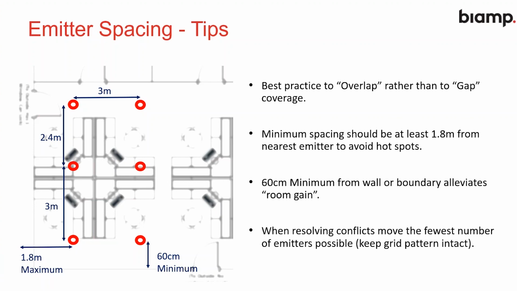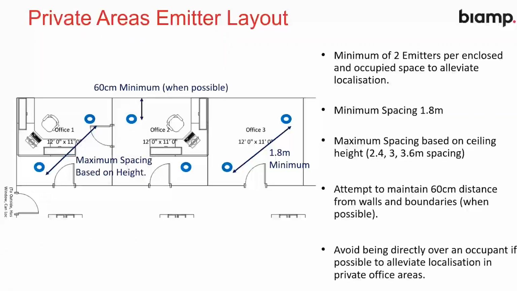When we look at the private areas or internal offices, then we would look at different rules to a degree, and these basically are we should always have a minimum of 2 emitters in a room. The reason for this is that we don't want somebody to localize on the sound. It wants to become part of the room where it's not a localized sound. We always try to avoid 60 centimeters away from the walls and boundaries where possible. And we have a minimum spacing of 1.8 meters.